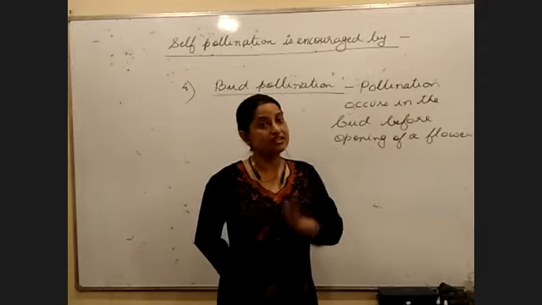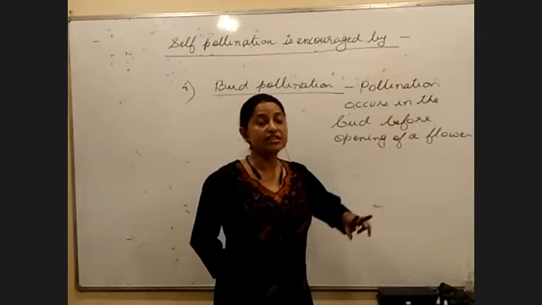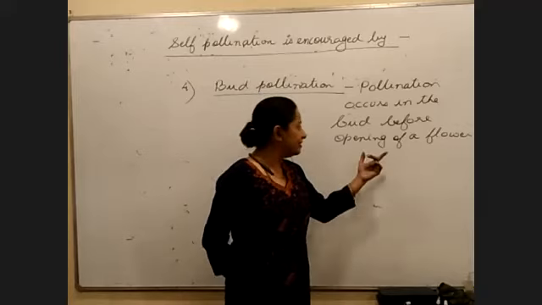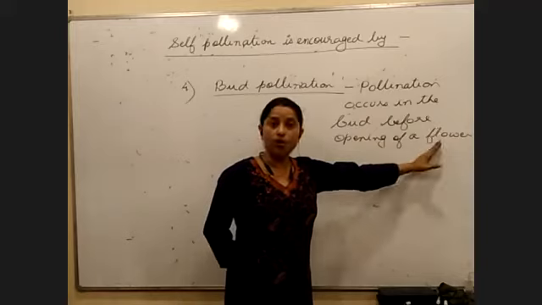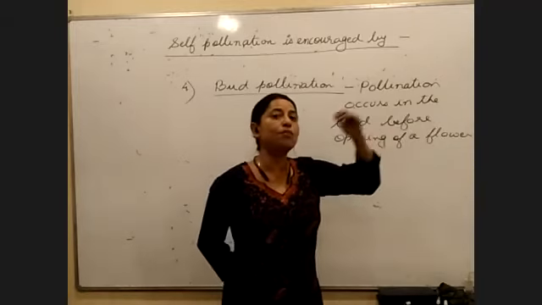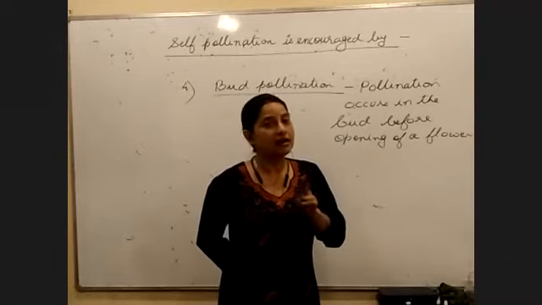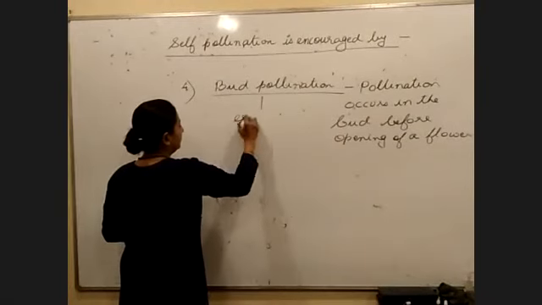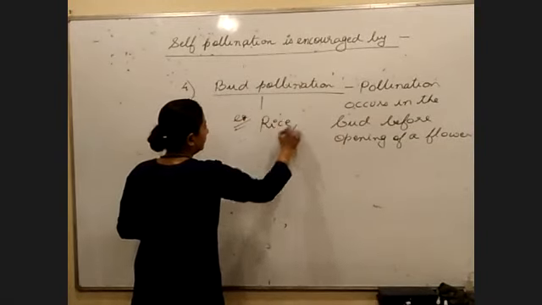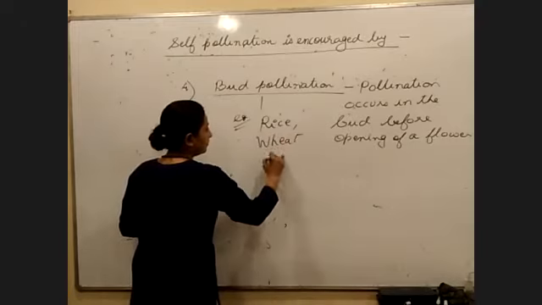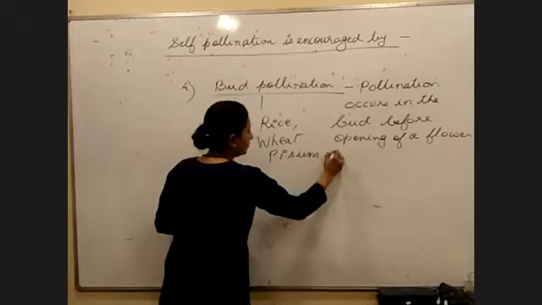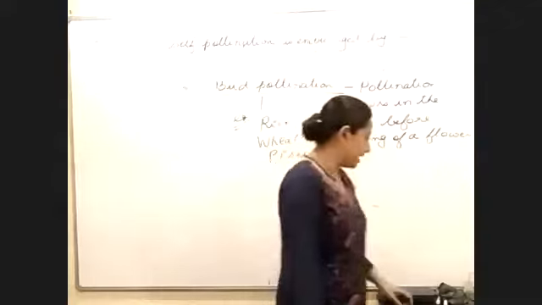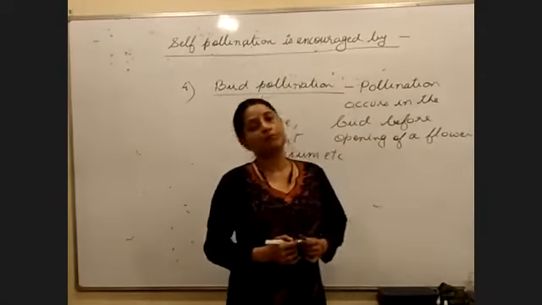What is the difference between this and cleistogamy? In case of cleistogamous flowers, the flower will never open. But in this case, the flower will open, but the pollination takes place before opening of the flower. Are the two terms understood? Yes, ma'am. So rice, wheat, pisum, etc. are examples of bud pollination.